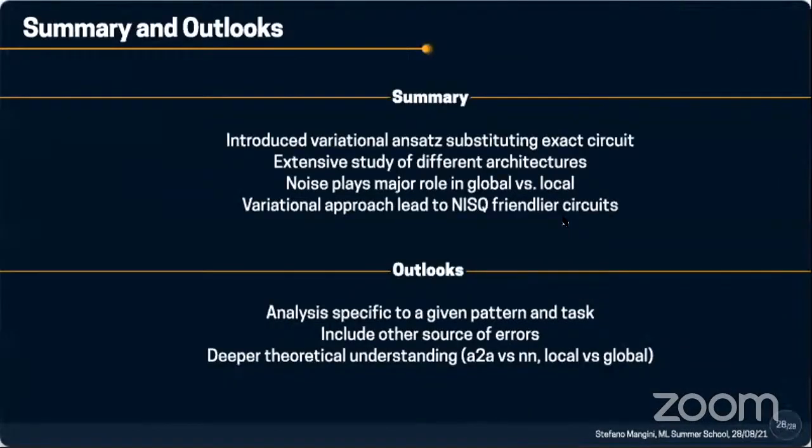So this is just a summary. We introduced this variational approximation for a unitary, and we saw that noise actually plays a major role in differentiating different optimization strategies, and the end result is very much NISQ friendly because you have shallower circuits that can be run on current hardware. But of course, there's much to do because these were empirical evidence, let's say. It wouldn't be bad to have some theoretical understanding of how the entanglement plays a role and stuff like that.